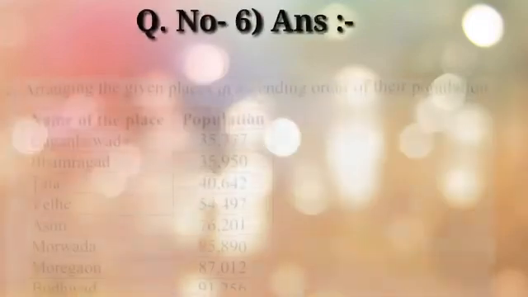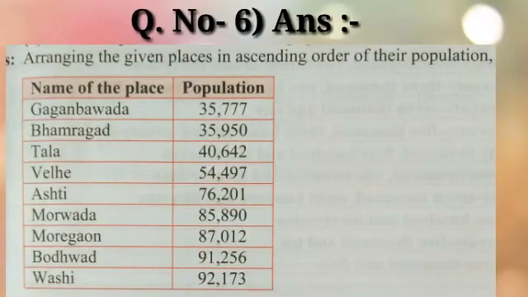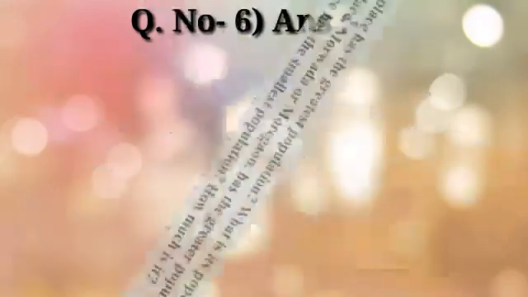Let's see this chart here. The name of the place is given and population is given and it is arranging in ascending order. As the Gaganbawda place is having the less population, that is 35,777, and Vashi is having greater population, that is 92,173. So this chart helps you to solve the next questions.